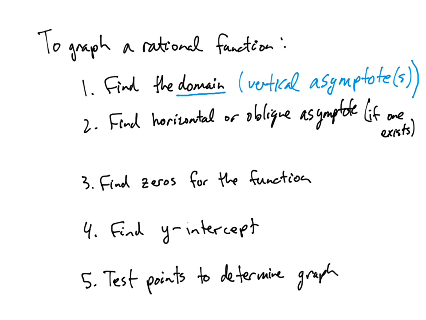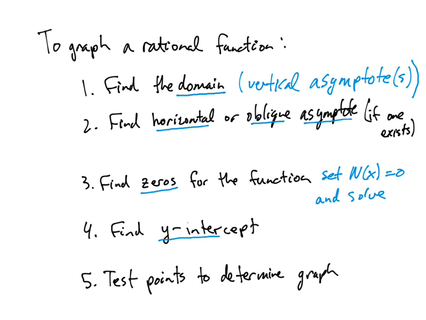So the domain and the vertical asymptotes kind of go together. Then we find any horizontal or oblique asymptotes, and remember, we cannot have both, so if there's a horizontal asymptote, there is no oblique asymptote. And then we find the zeros for the function. What we do to find the zeros is set the numerator equal to 0 and solve. This will tell us when the function is equal to 0.